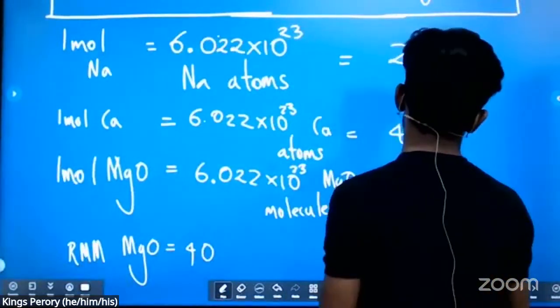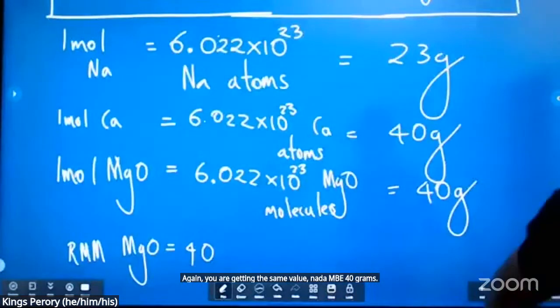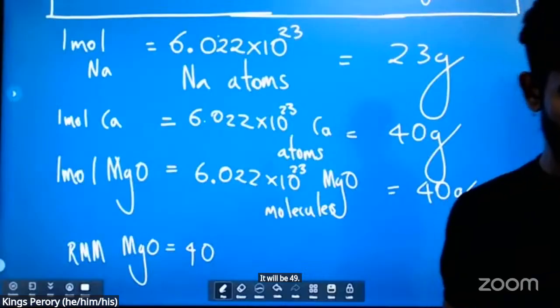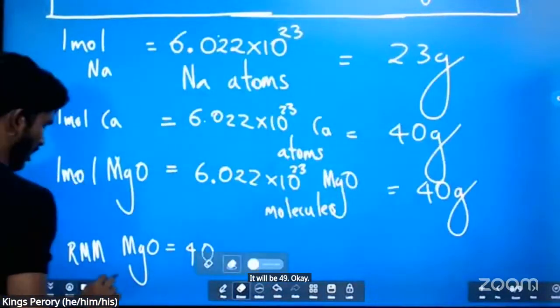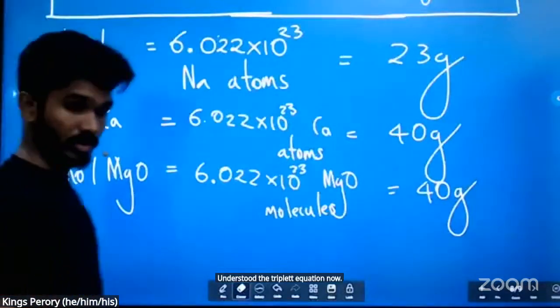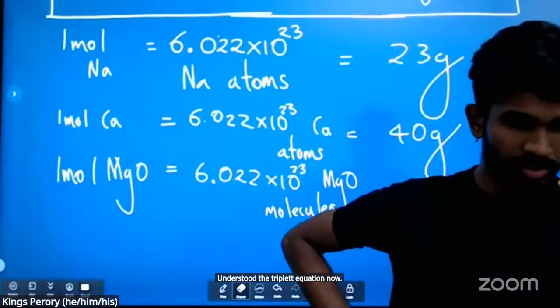Again, you are getting the same value. It will be 40 grams. Okay. Understood the triplet equation now? Yes.